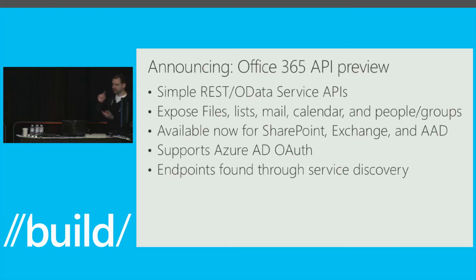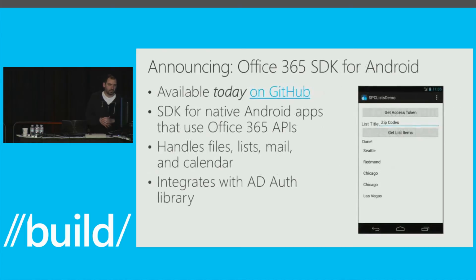So we talked about Discovery, we talked about authentication, we talked about APIs. The next thing that we need is a great experience for actually building those applications using a client SDK tailored to the platform that I want to build it on. And the first one of those that we're announcing is the Office 365 SDK for Android. And the Office 365 SDK for Android is an open source project available on GitHub today. You can go check it out. You can make contributions to it.